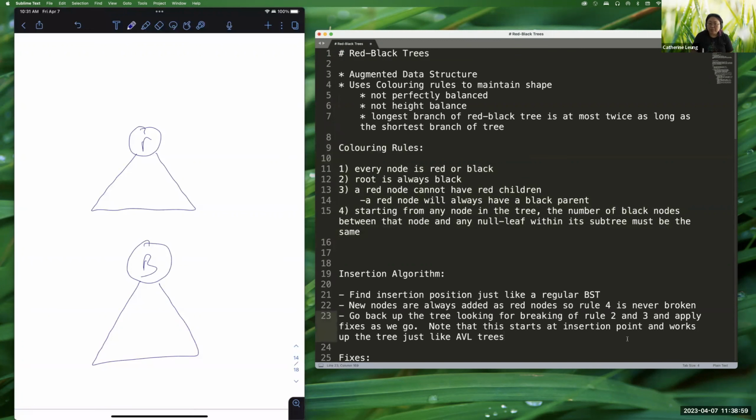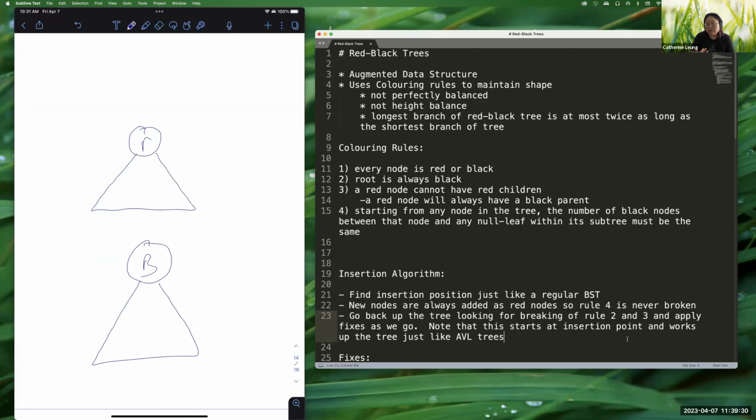Every node is either red or black, the root is always black, a red node cannot have red children, and the number of black nodes must be the same along any branch from root to null leaf, from any subtree's root to any of its null leaves, okay? So why does doing what we do not hurt our tree in any way? Like why can I guarantee that the fixes that we do ensure the coloring rules are maintained, and how we do our insertion ensures the coloring rules are maintained?